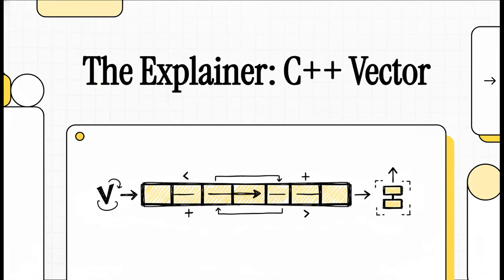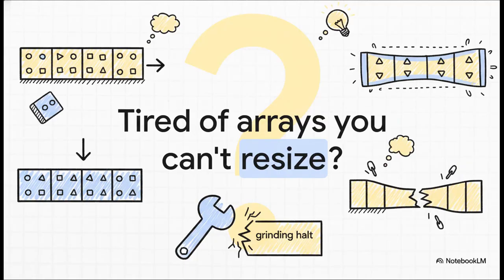All right, welcome. Today we are diving deep into one of the absolute must-know tools for any C++ programmer. I'm talking about the super powerful and flexible STD vector. So let me ask you this. Have you ever set up an array, filled it with data, and then bam, you realize you need just one more spot? Ugh, it is the worst. It's that classic programming headache where that fixed size just brings everything to a screeching halt.